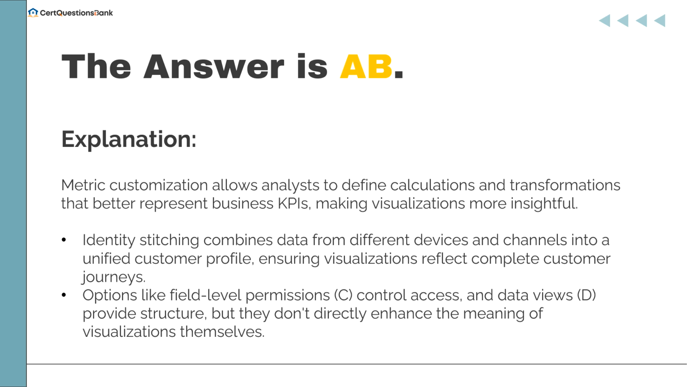Metric customization allows analysts to define calculations and transformations that better represent business KPIs, making visualizations more insightful. Identity stitching combines data from different devices and channels into a unified customer profile, ensuring visualizations reflect complete customer journeys. Options like field-level permissions, C, control access, and data views, D, provide structure, but they don't directly enhance the meaning of visualizations themselves.